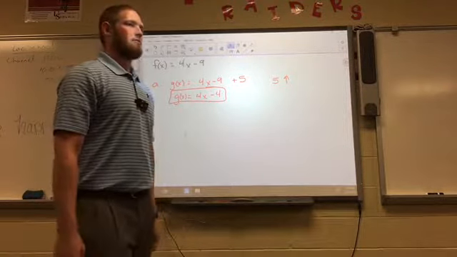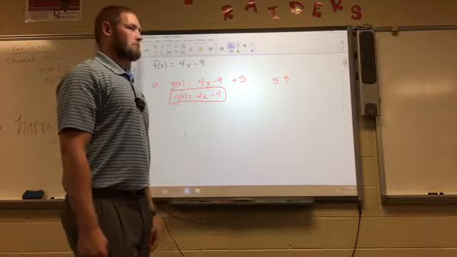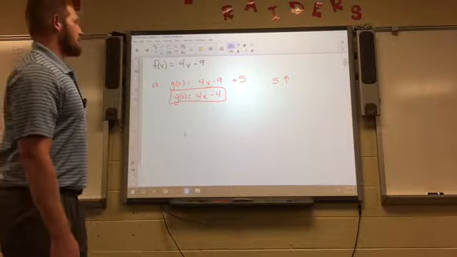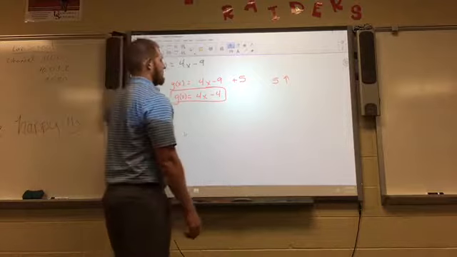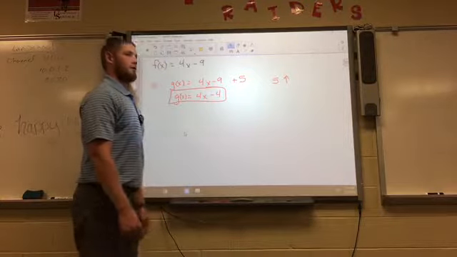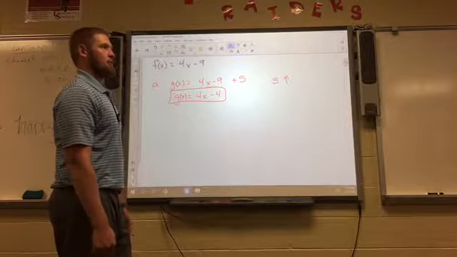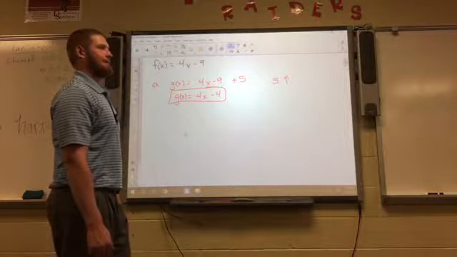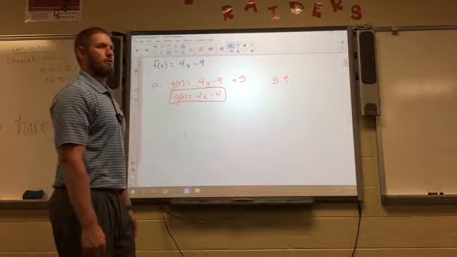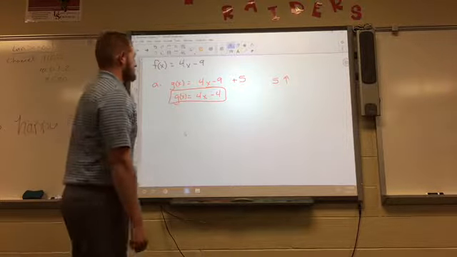So are the parentheses like absolutely necessary? Will they be important in the future? Yeah, they're going to be important, like reflections. Okay. They'll be really important. Your stretches and shrinks, they'll be important. Okay.